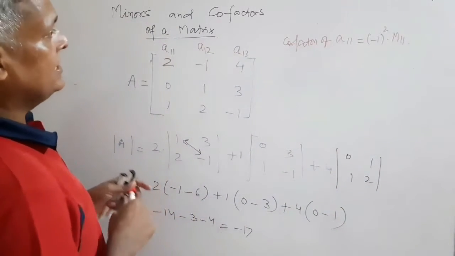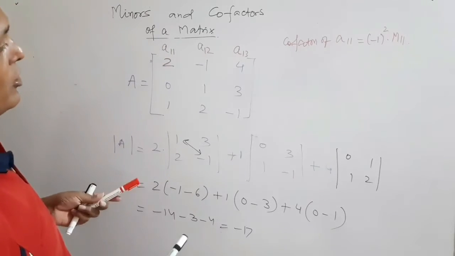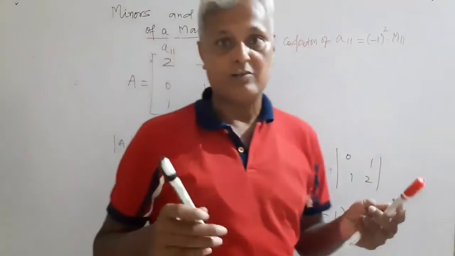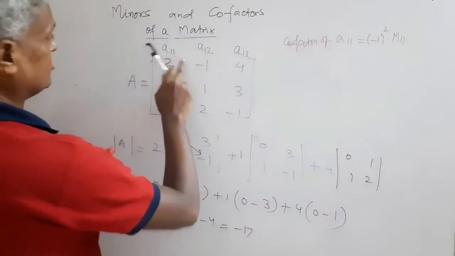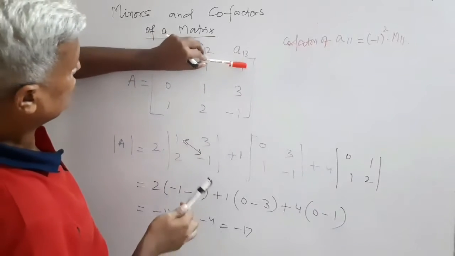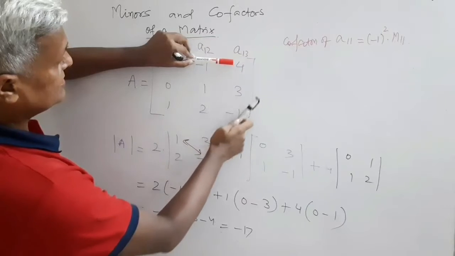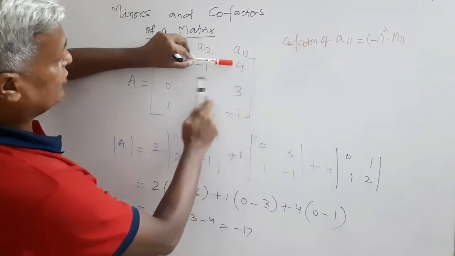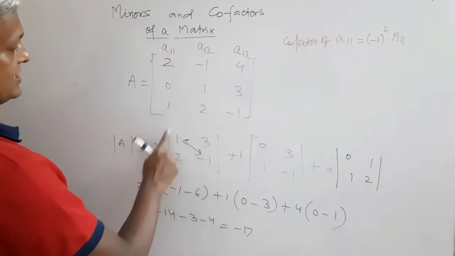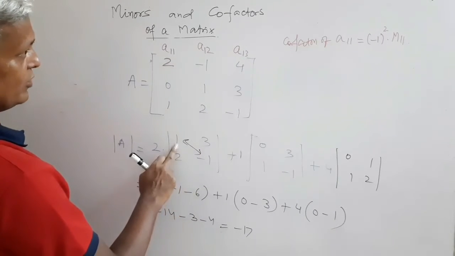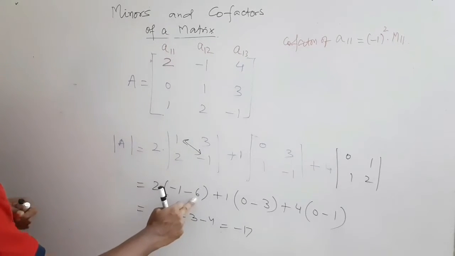So the minor of A11, and how do we find the minor of A11? Same way, just cover the entire row and entire column of the element. This element belongs to the first row and first column, so I cover the first row and the first column. What I'm getting is a smaller square matrix of order 2 by 2: 1, 3, 2, minus 1. Now what is the determinant value of this? Minus 1 into 1, minus 1, minus 6, that is minus 7.